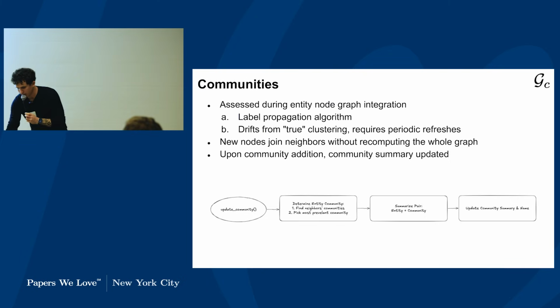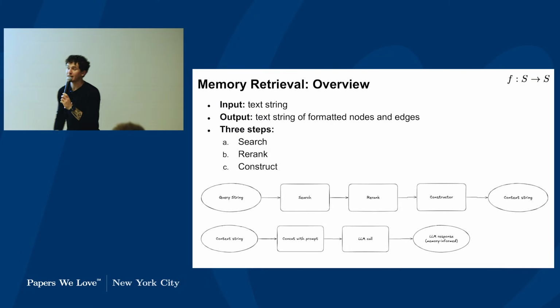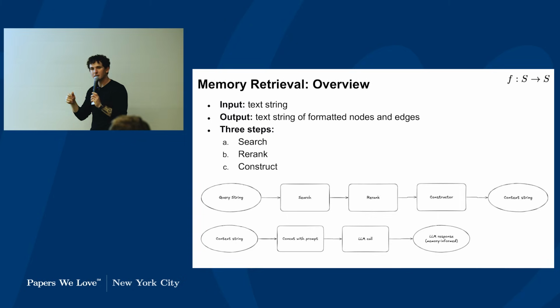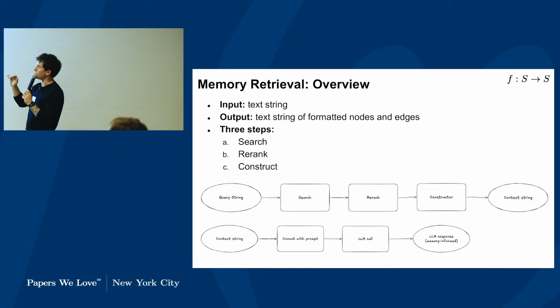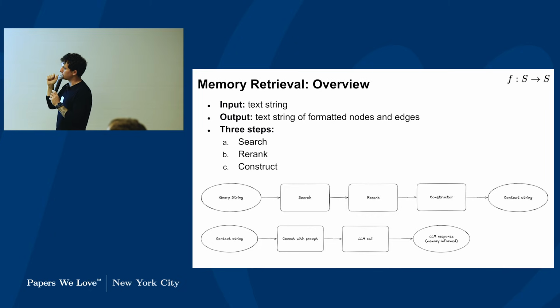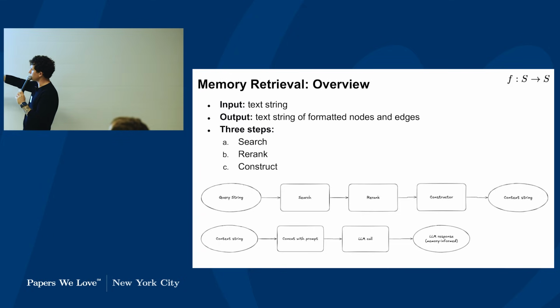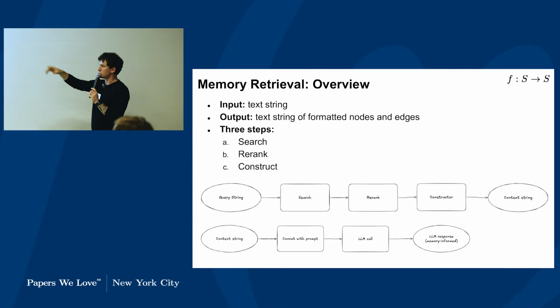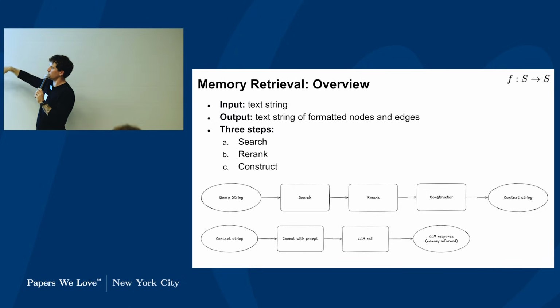Cool. All right. So that is ingestion. All AI memory systems really have two parts, ingestion and retrieval. So we'll jump over to retrieval. Retrieval is pretty easy to wrap our head around. It's 3 steps: search, re-rank, and construct. We start with a query string, which is typically a user's message, and we end with a context string, which is that big block of context we were looking at earlier.